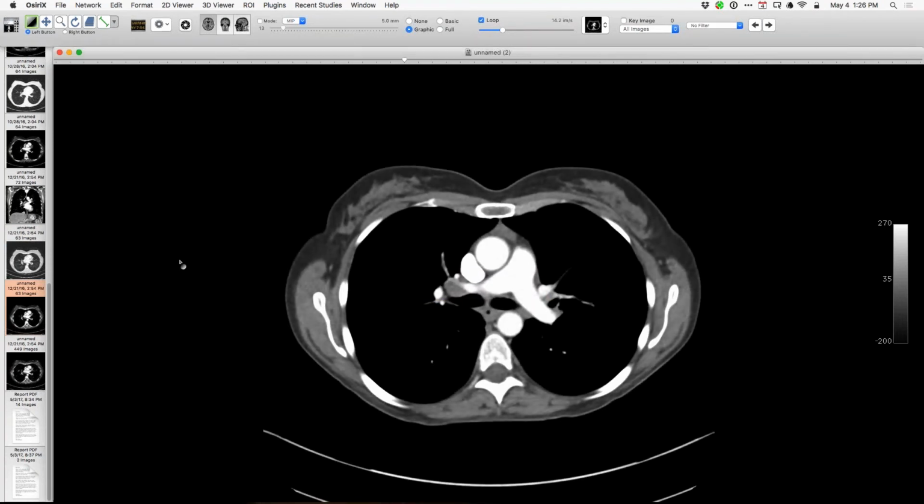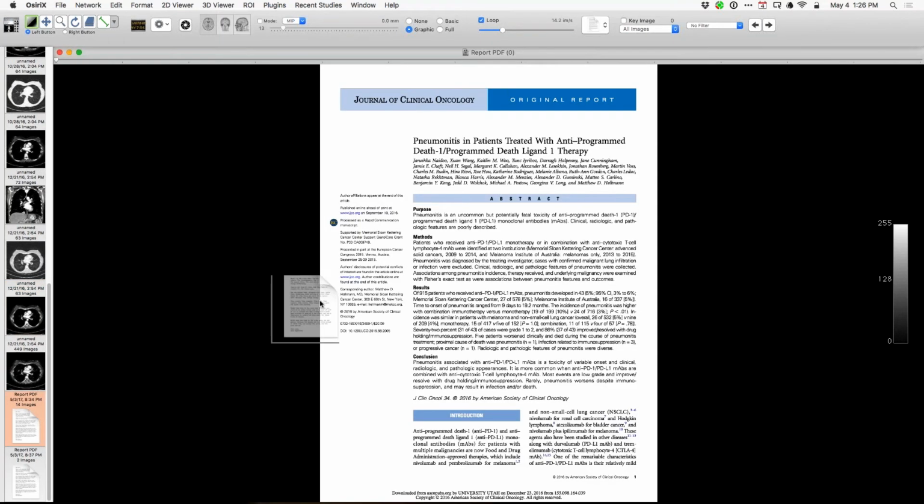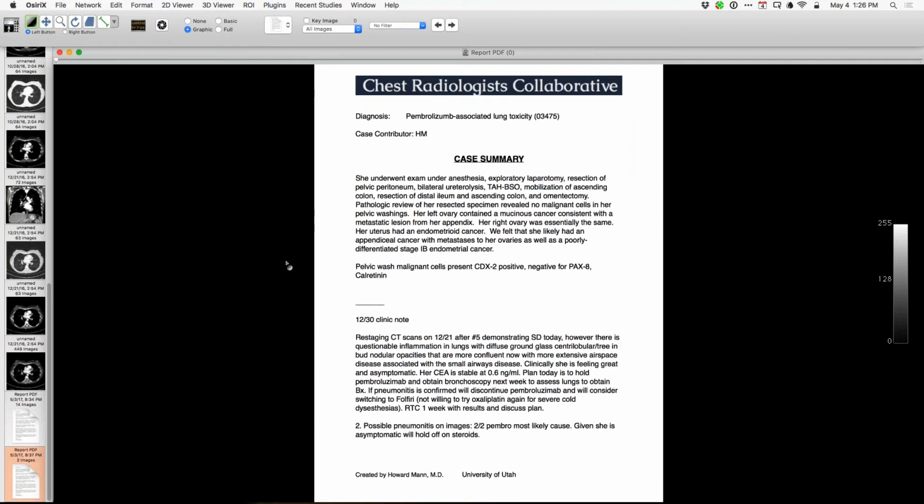So the history is relevant here. The patient has a tumor that is thought to be arising potentially from the appendix. And she was treated with pembrolizumab. And we diagnosed pembrolizumab-associated drug toxicity. And they stopped the pembrolizumab. And the one that I'm not showing you is the follow-up, which I have, but I haven't anonymized it yet. But suffice it to say that all of that went away. Both the parenchymal disease as well as the nodal disease got better.